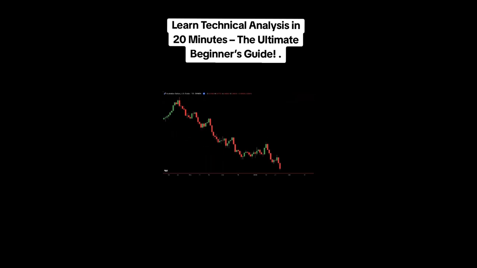A downtrend is the opposite. It happens when the market forms lower highs and lower lows over time. This means sellers are in control, continuously driving prices down. Just like in an uptrend, price moves in waves.